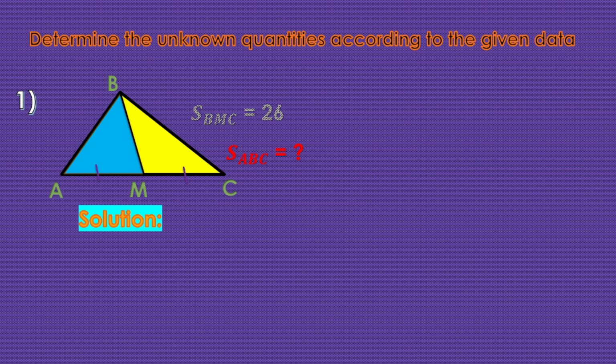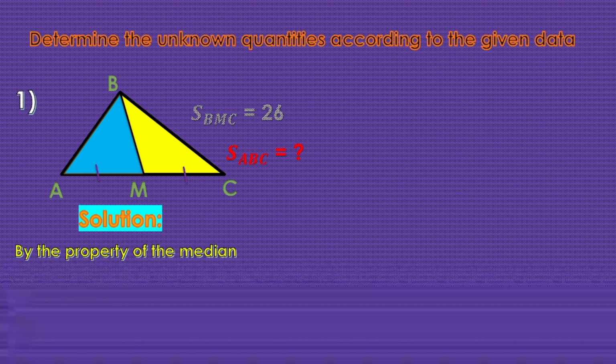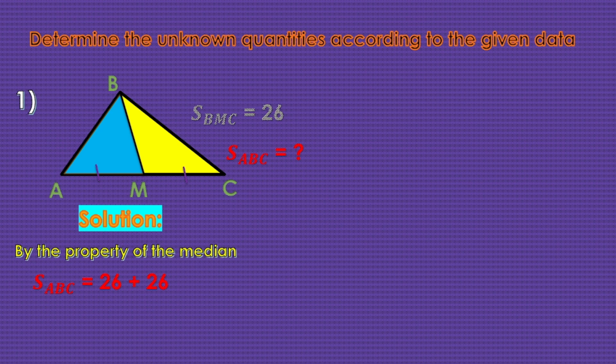For example, given the area of triangle BMC, we need to find the area of triangle ABC. So we recall the main property of the median, and recalling this property, we can say that the area of triangle ABC will be twice the area of triangle BMC.